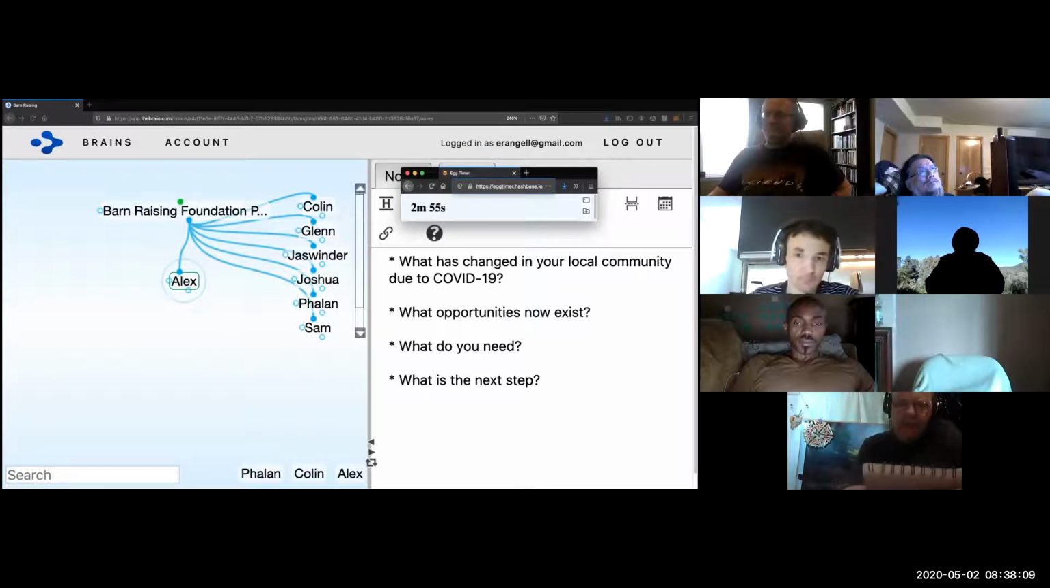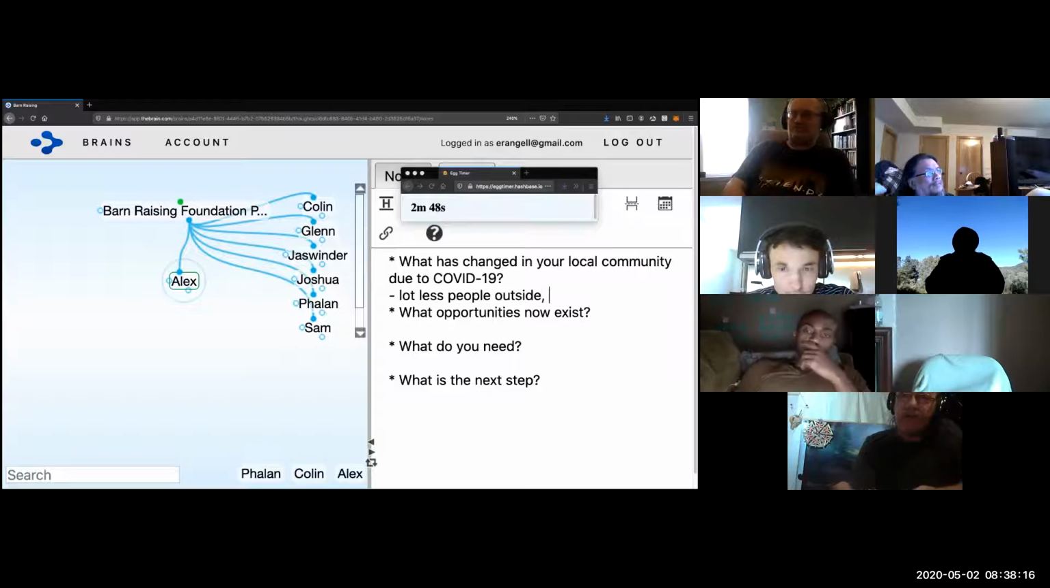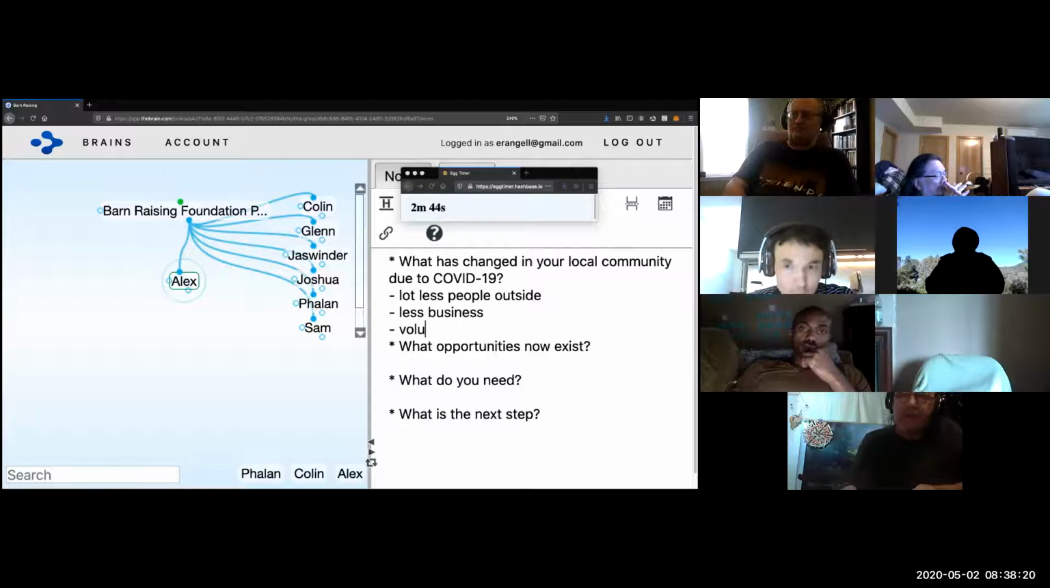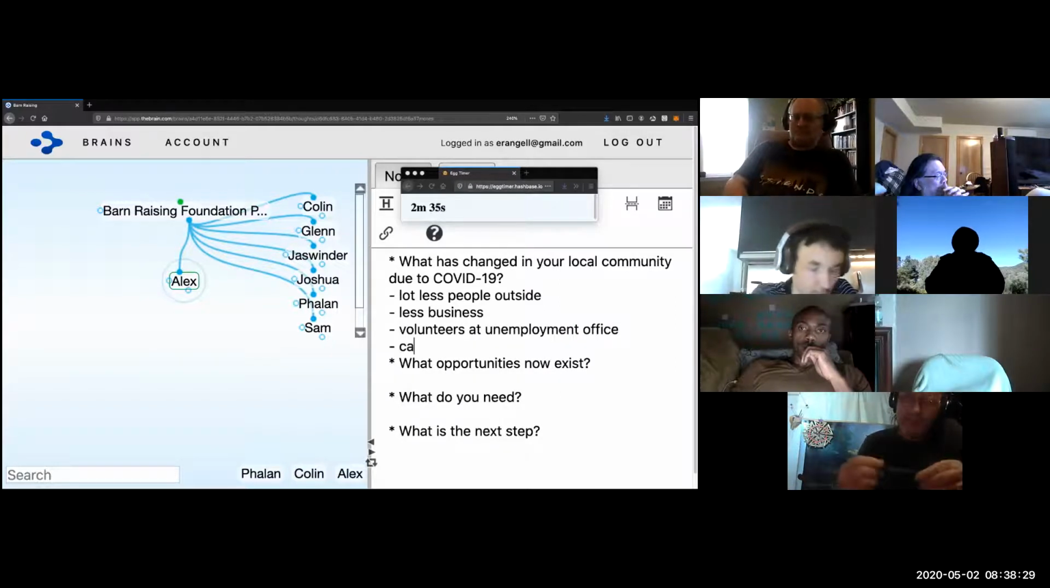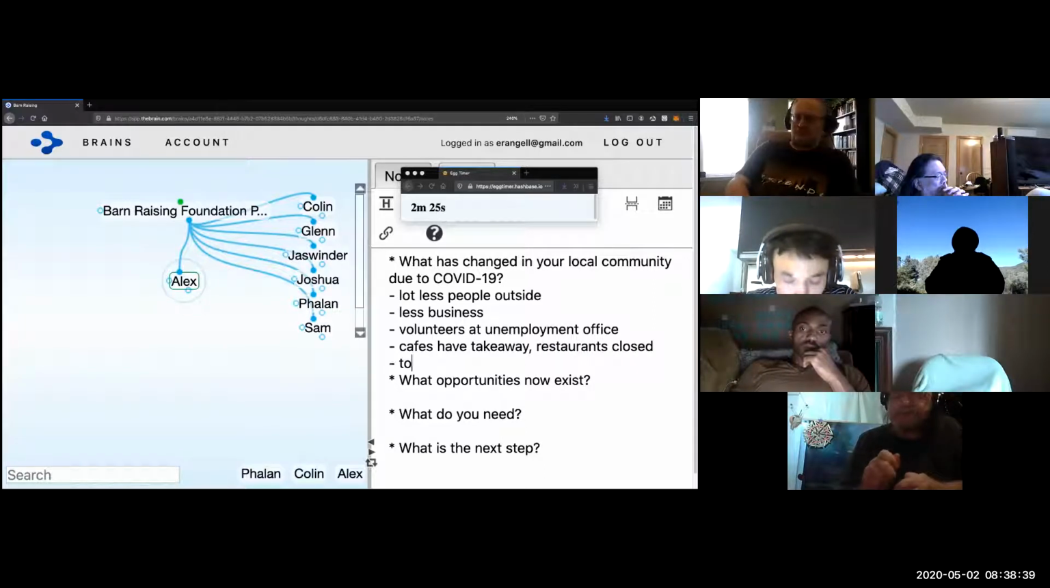We've got a lot less people outside, and a lot of businesses are closed, so there's very little activity going on, and long queues outside the unemployment office. So people are losing their jobs due to the shutdown. Some of the cafes are still serving takeaway food, but most of the restaurants are closed for sitting, eating in. And that's resulted in a huge increase in unemployment. Tourism is down.